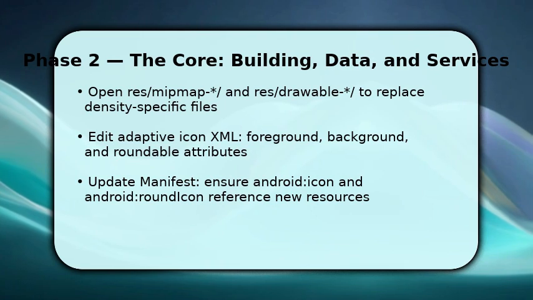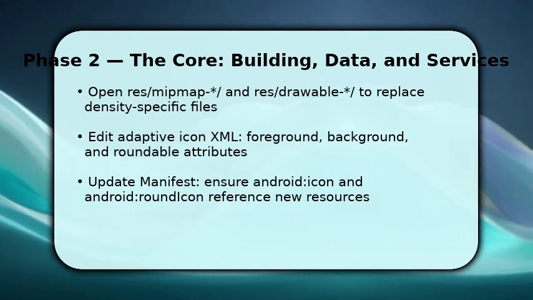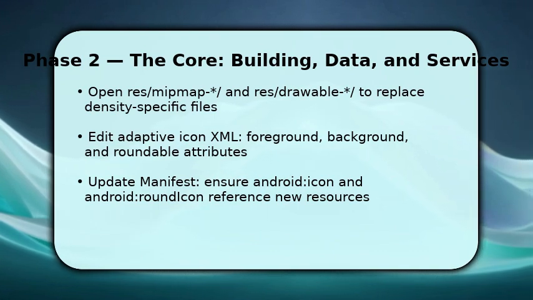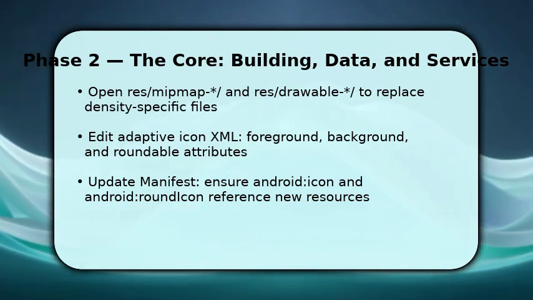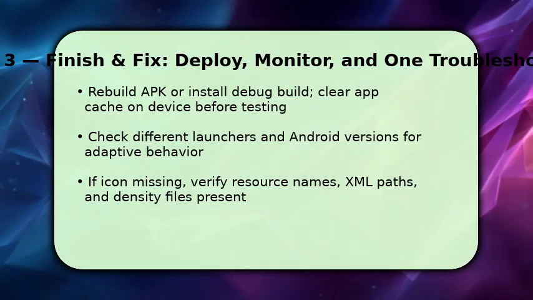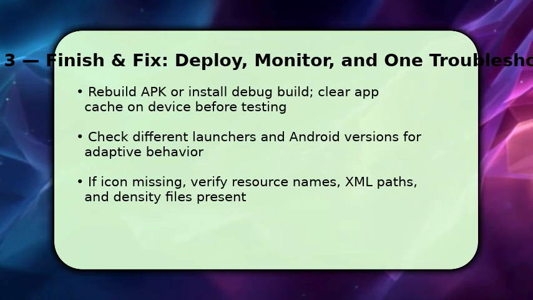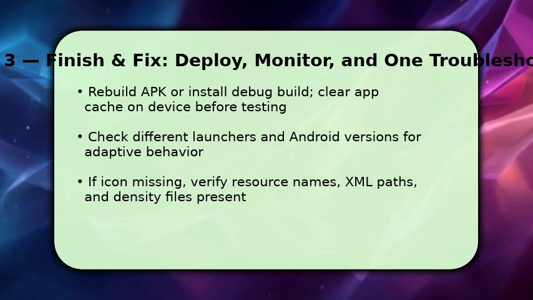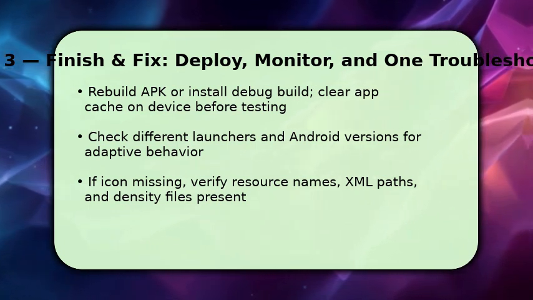proper shapes. After that, update Android manifest XML entries for android:icon and android:roundIcon to point to your new resources. Make sure, now rebuild the app or re-sign the APK and install it on a test device. Clear the app cache and launcher data before checking the new icon.